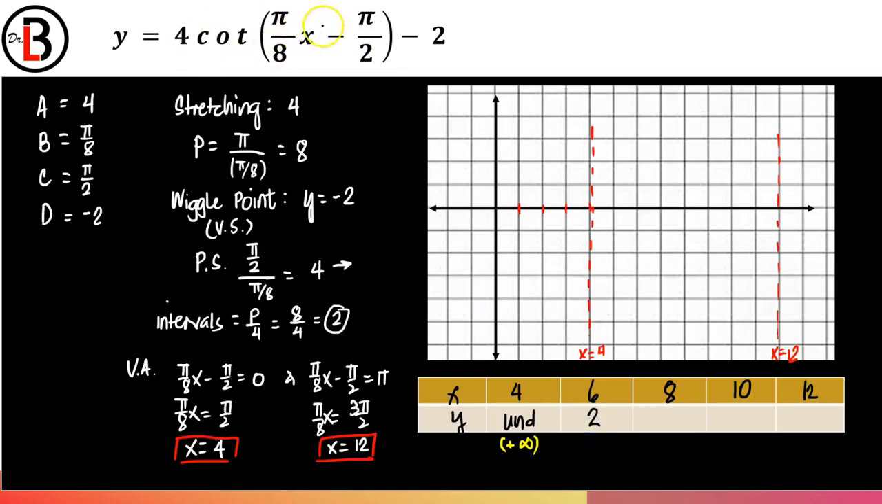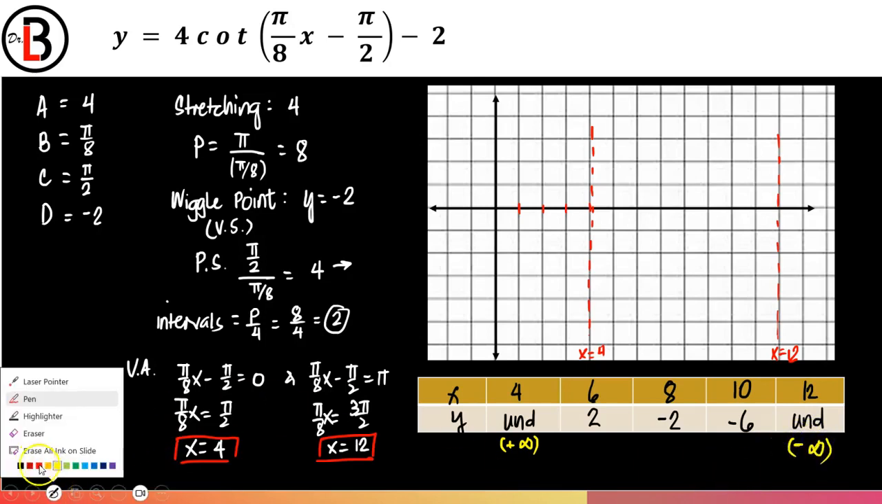At 8, pi over 8 minus pi over 2 is 90 degrees. Cotangent of 90 degrees is 0 minus 2 is negative 2. And then at 10 pi over 8 minus pi over 2, cotangent, that's negative 1 times 4 is negative 4 minus 2 is negative 6. And lastly, at 12 pi over 8 minus pi over 2, the cotangent of that is negative infinite. Minus 2, it's still negative infinite, so it's undefined. So this one goes to negative infinity.